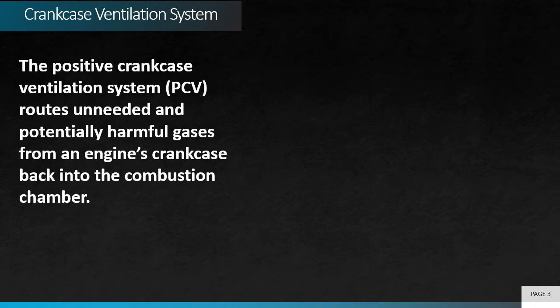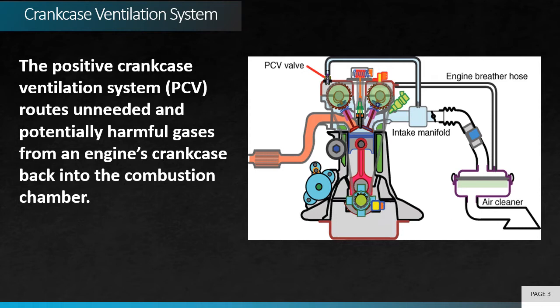When we say positive crankcase ventilation system, it is a system that routes unneeded and potentially harmful gases from an engine's crankcase back into the combustion chamber. Our positive crankcase ventilation system consists of four main components. What are these four components? First is the PCV valve, which is the main component. Next is the intake manifold. Third is the engine breather hose. And fourth is the air cleaner.